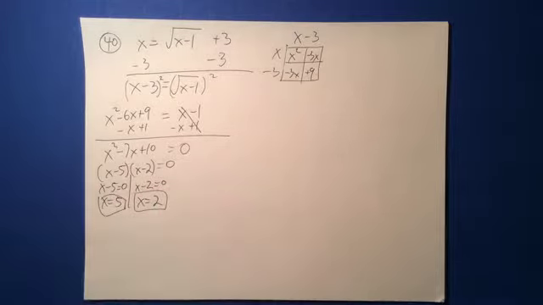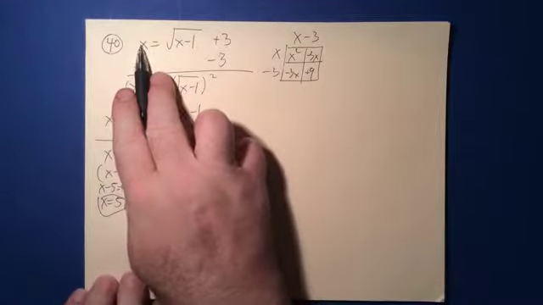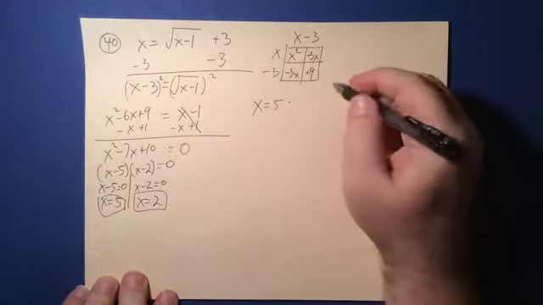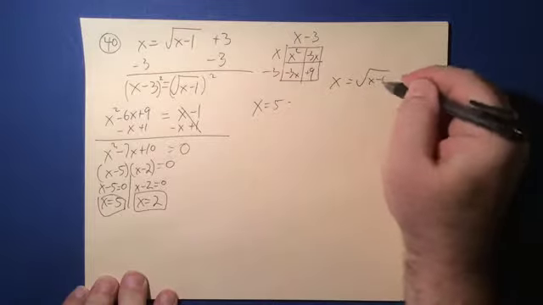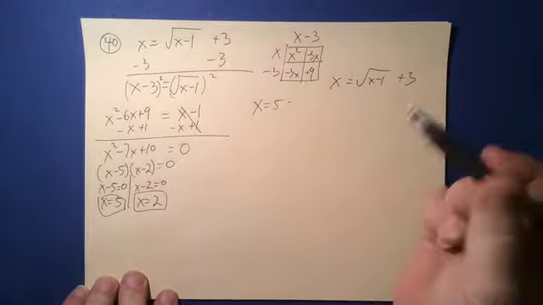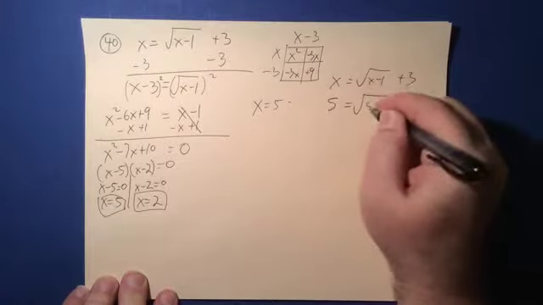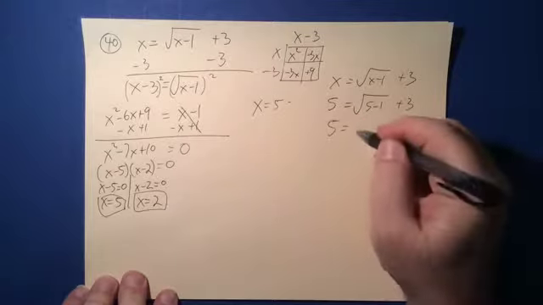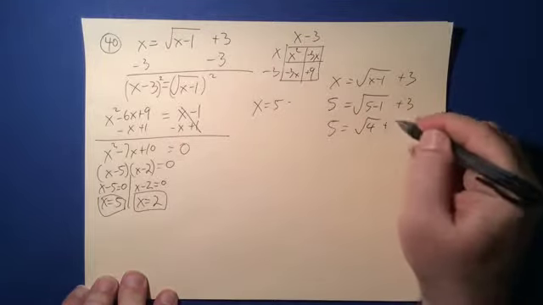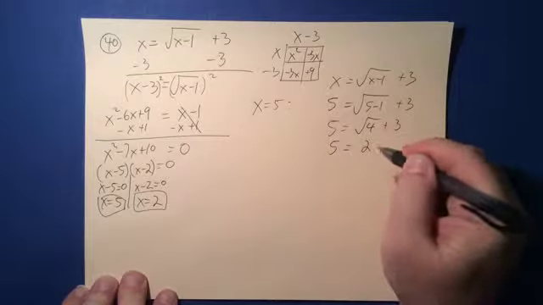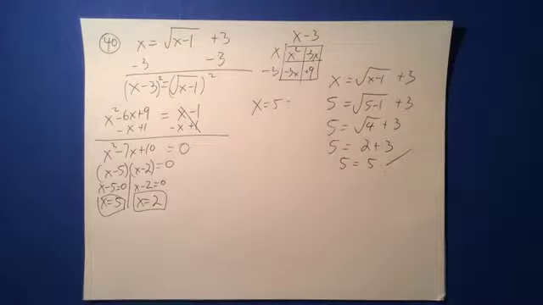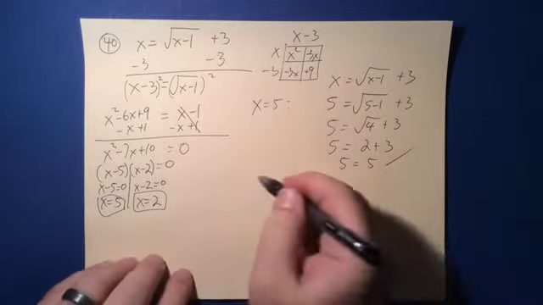But for this problem, we need to do a check and make sure that these solutions are going to work. When x is equal to 5, we're going to see what we get for the original problem. So here's the original problem. When x is equal to 5, we have 5 equals the square root of 5 minus 1 plus 3. 5 equals, well, 5 minus 1 is 4, so the square root of 4 plus 3. 5 equals 2 plus 3, and yes, 5 equals 5. That check works out.